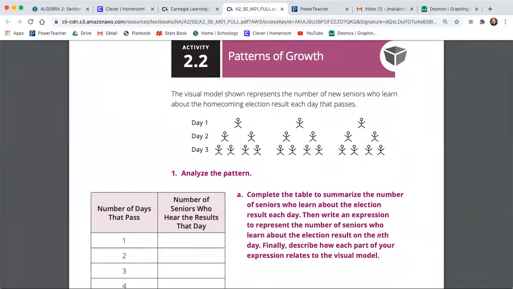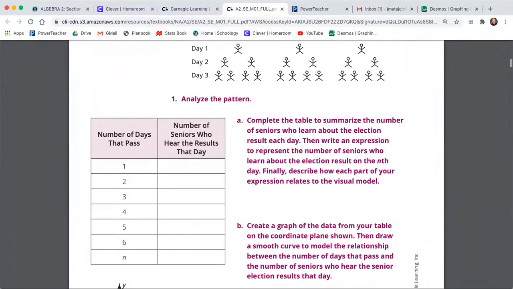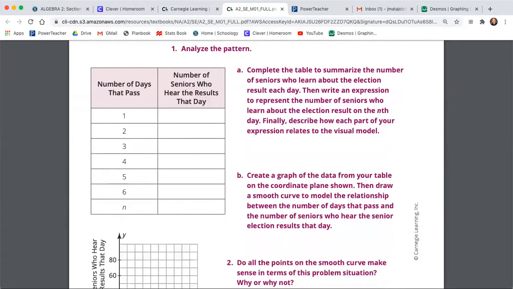So analyze the pattern, come up with things that you think are important. And like I said, man, tables will really help you out with these. So complete the table, summarize the number of seniors who learn about the election result each day, then write an expression to represent the number of seniors who learn about the election results on the nth day. So we're kind of coming up with an expression there. Okay, hey, so let's do the table first.